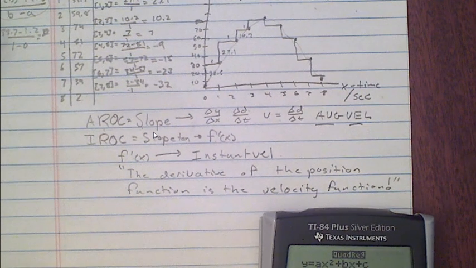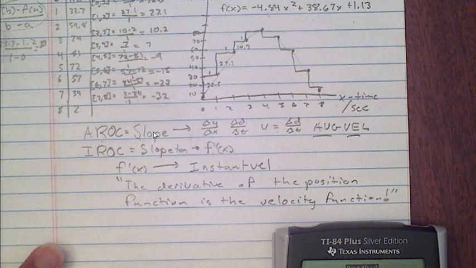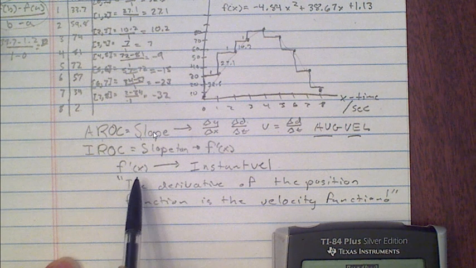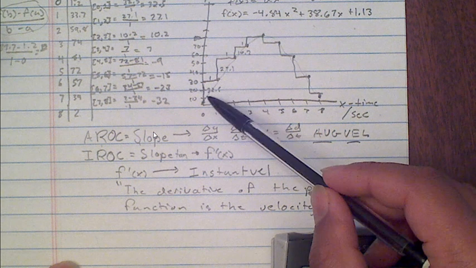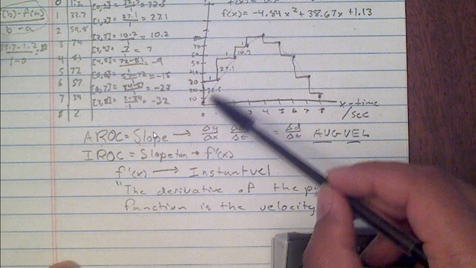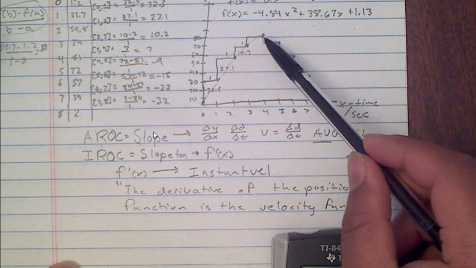And we're going to find an instantaneous velocity. How are we going to do that? We're going to find the derivative. A couple things of note. These slopes are positive. That means my velocity is positive. My velocity should be 0 right here, and my velocity should be negative.